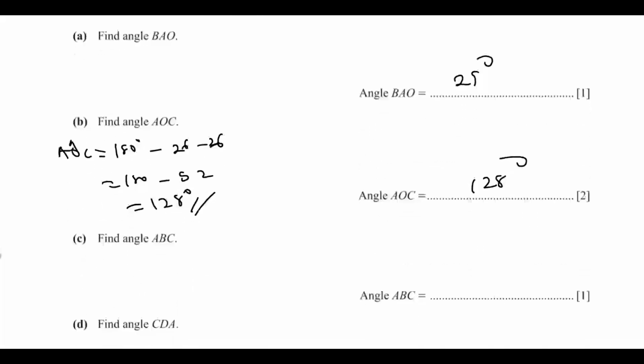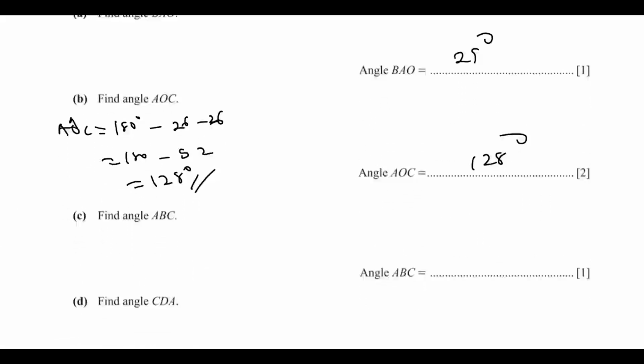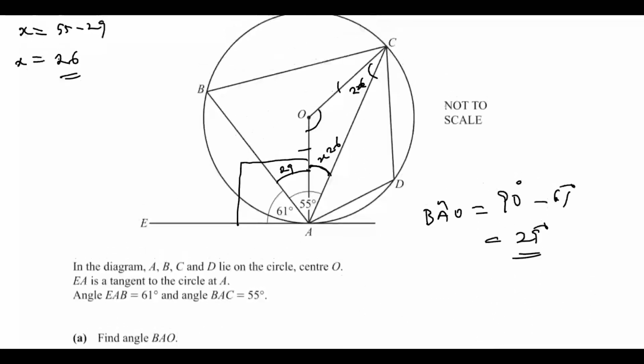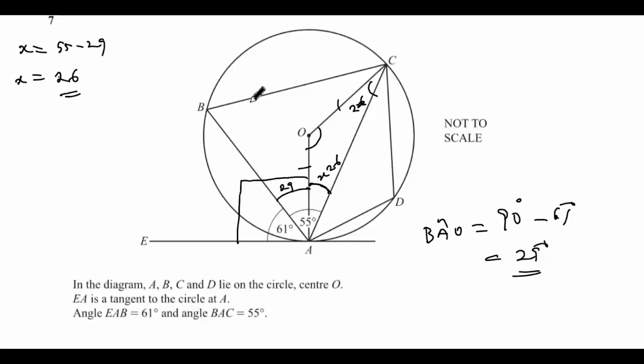So finally we have to find ABC. So this is the required angle. To get this angle ABC, we have two options. This angle and this angle are supplementary because they are opposite angles of a cyclic quadrilateral ABCD. But we don't have any value here, so we cannot use this one.